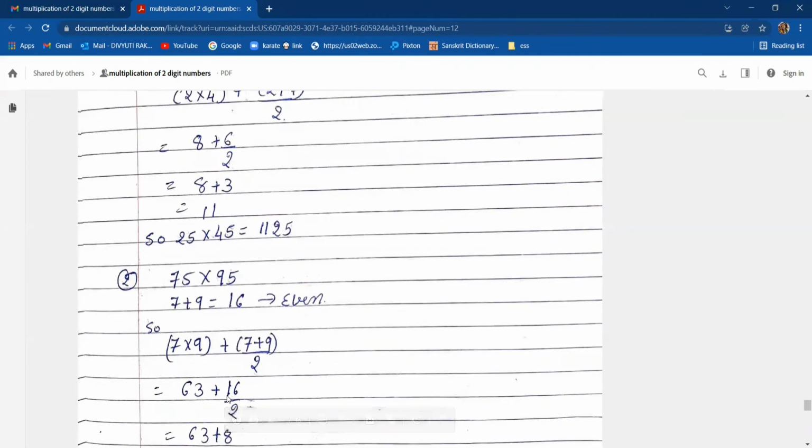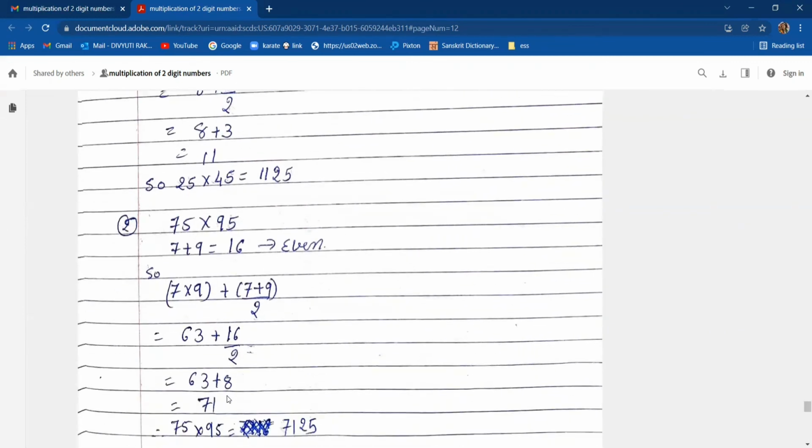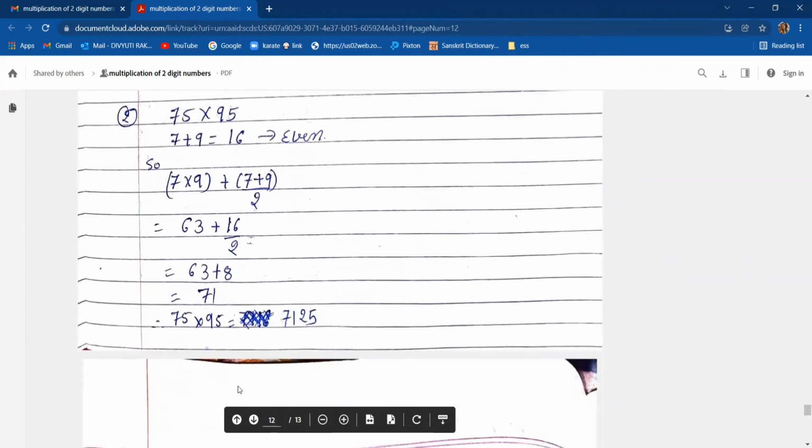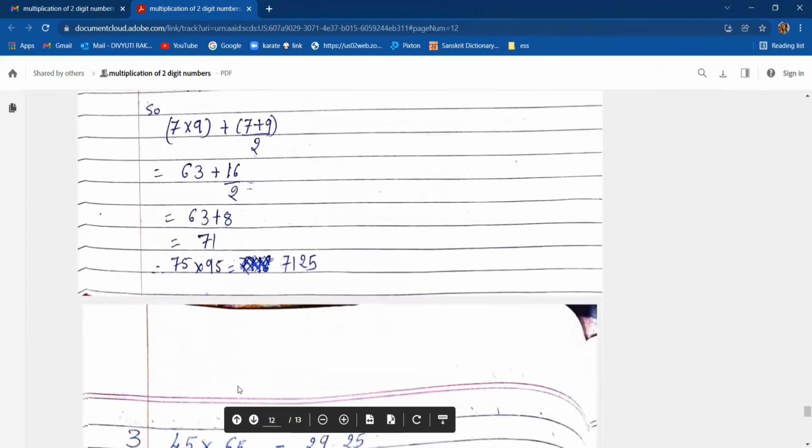This is also simple. One more question. 75 into 95. So 7 plus 9 will give you 16. Again, even number. So in the last two digits we will write 25. And for the first two digits we will multiply 7 nines, which will be 63. Then plus half of this 16, so it is 8. So 63 plus 8 will be 71. So the answer is 7125. Okay.